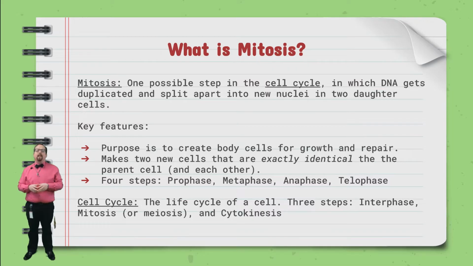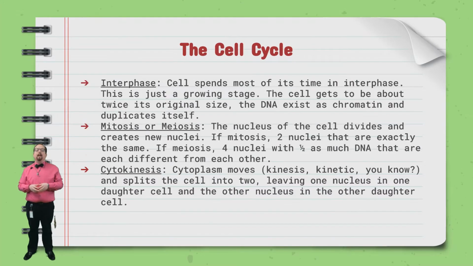The life cycle of a cell generally happens in 3 stages: interphase, which is a period of cellular growth, mitosis or meiosis, in which the nucleus divides into 2 or 4 nuclei, and cytokinesis, where the cell finally splits apart, creating 2 new cells, or 4 if meiosis is the second step. Let's dig a little deeper into those 3 steps.